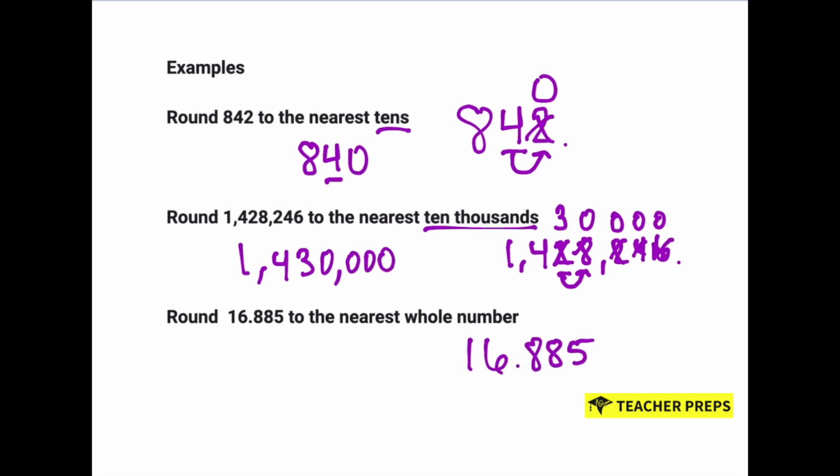This next one says to round 16.885 to the nearest whole number. Whole number is the nearest ones. The 6 is in the ones, so we can look behind the 6 and we see that we have an 8. That 8 makes the 6 a 7. We don't need the numbers after the decimal place, so our final answer, rounded, is 17. 17 is very close to 16.885. Because of that 8 behind the 6, we rounded up to 17.